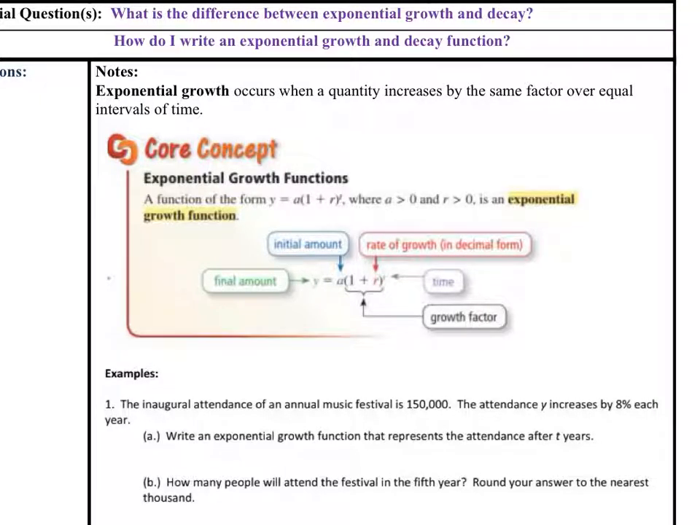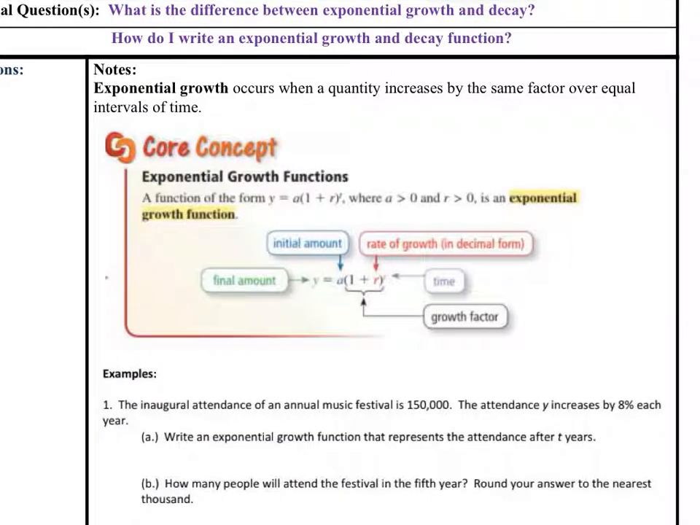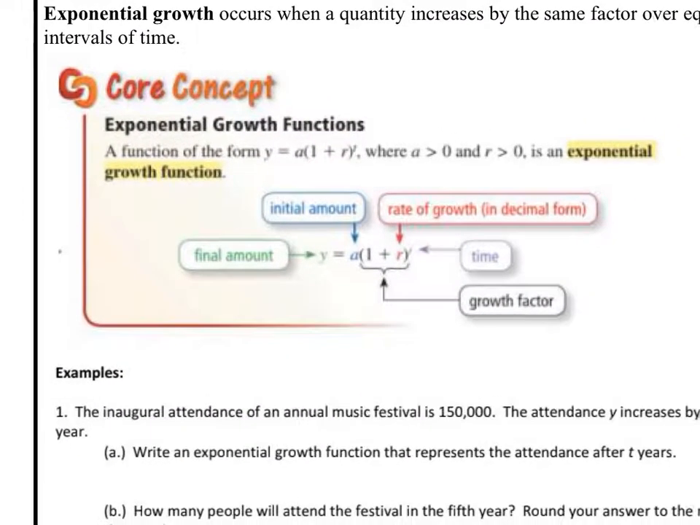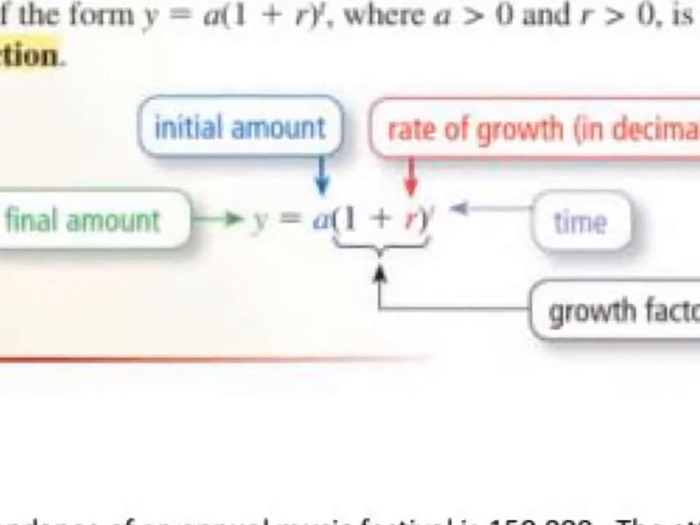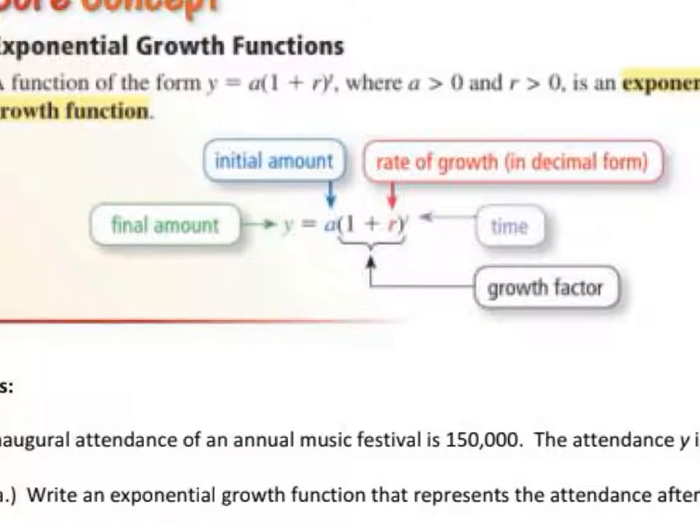Exponential growth occurs when a quantity increases by the same factor over intervals of time. This equation you see right here is your exponential growth function equation. Because we're growing, the R stands for the rate of growth. You're going to add that onto 1 because it's increasing, you add. The T stands for time. A is still the initial amount where it starts.